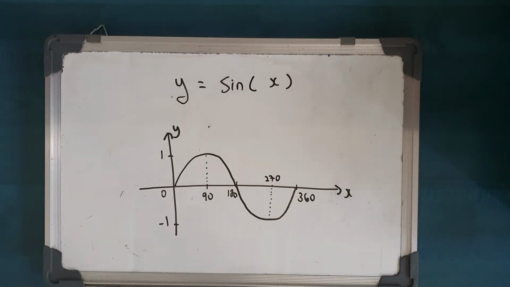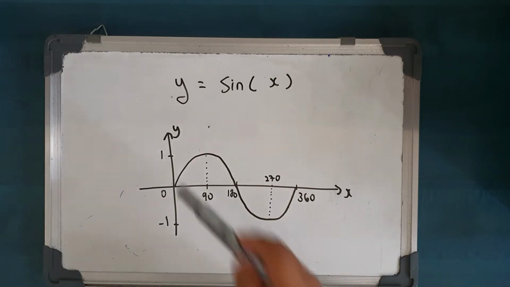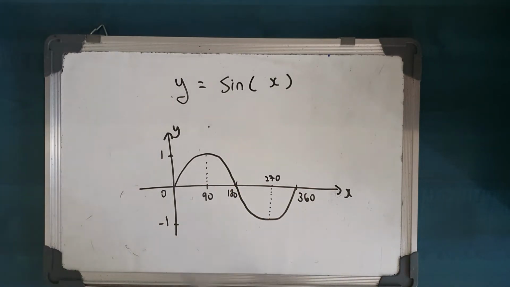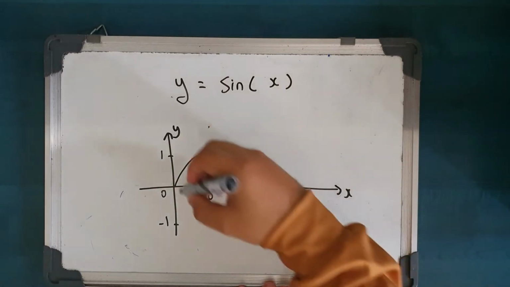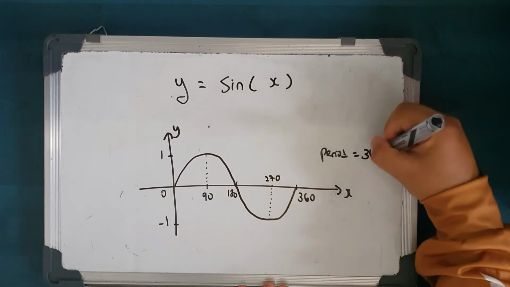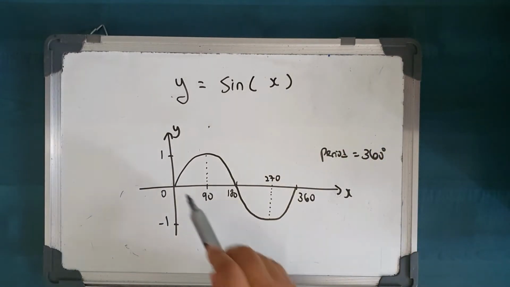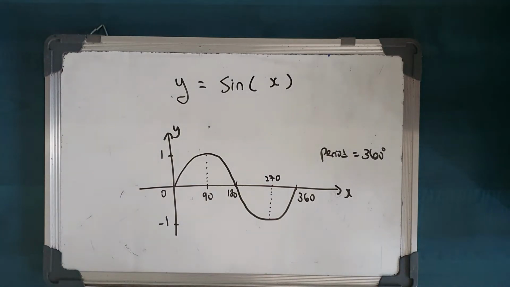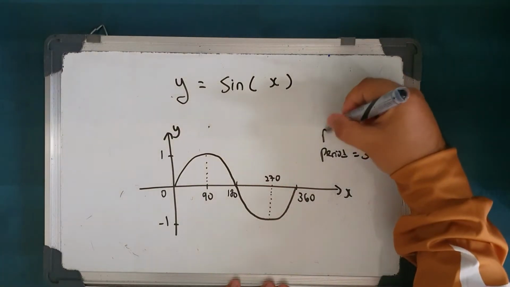As I hope you by now have memorized the shape, the numbers on the x-axis, all these numbers are in degrees, the largest y value and the smallest y value. And remember the period is 360. The period is the value of x where the curve repeats itself. The amplitude is 1.